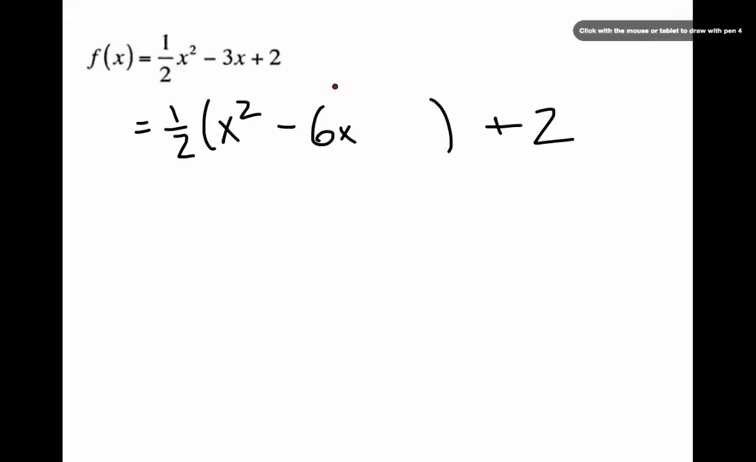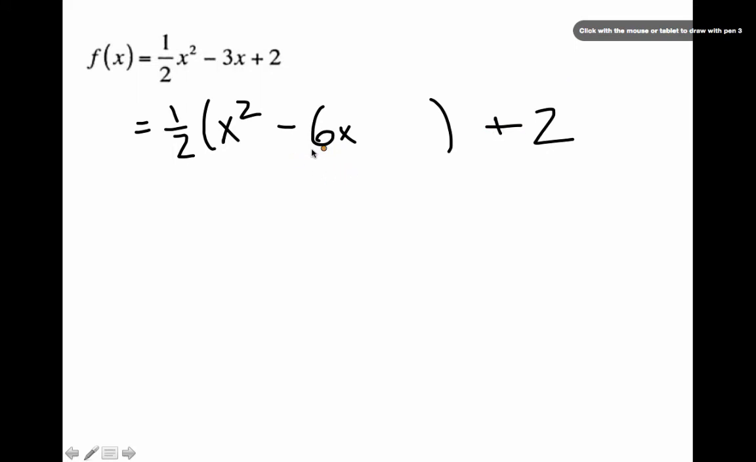All I've done is change the way it looked. And now I'm going to keep changing the way it looks. I'm going to look inside this parenthesis and I'm going to complete the square. So if you want a more detailed explanation of completing the square with something like this, back up the video a few minutes.